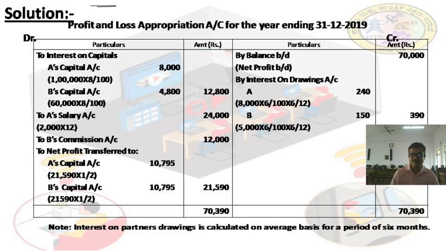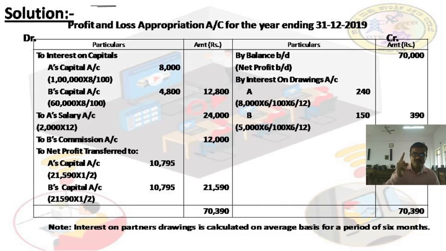8,000 multiplied by 6 divided by 100. And here the date of withdrawal is not given. That is a big problem for us. In this problem, the rate of interest on drawing is given and the amount of drawings is given, but the ready-made amount of interest on drawing is not given. So how to calculate here? What is not given? The date of withdrawal is not given.